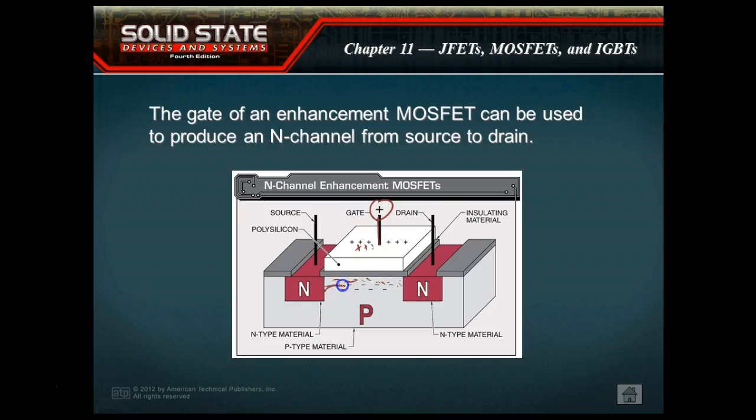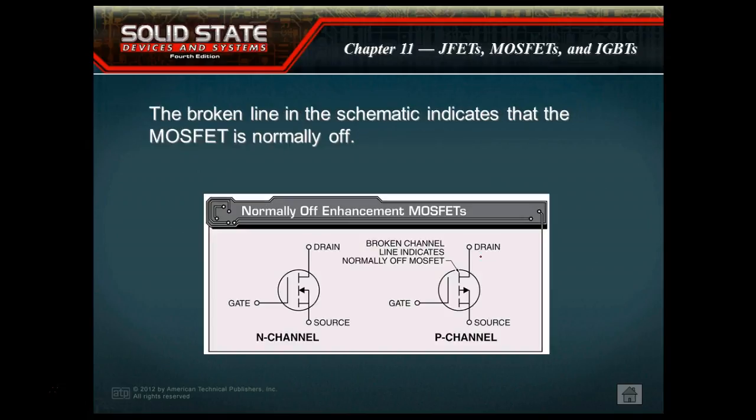You understand? And then sooner or later we're going to do what? We're going to create the channel. As soon as we have channel, we have current flow. This is the symbol for enhancement mode MOSFET. We call them an E MOSFET.